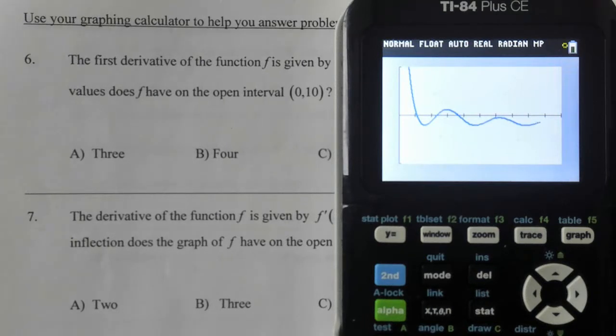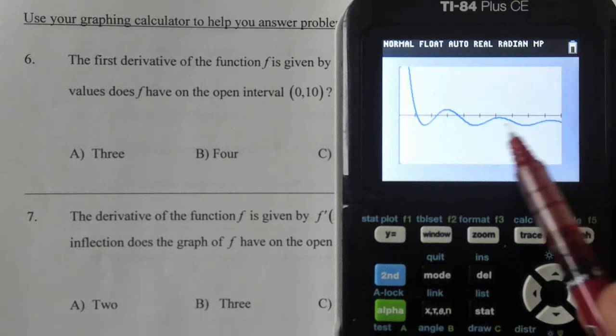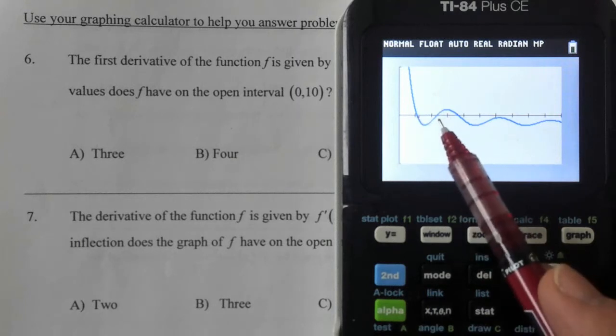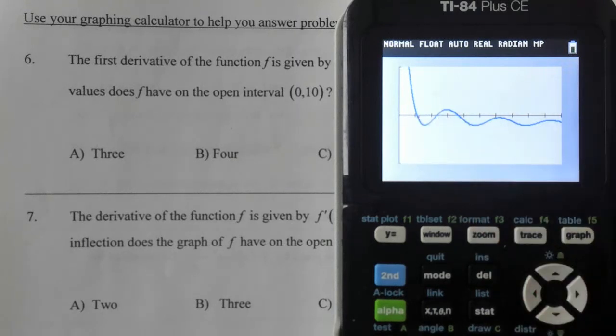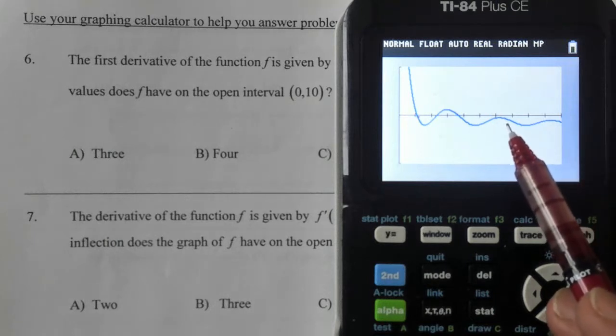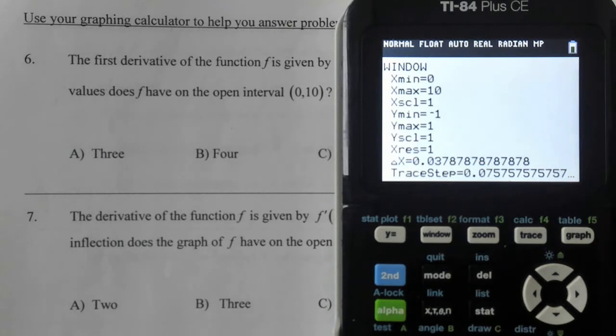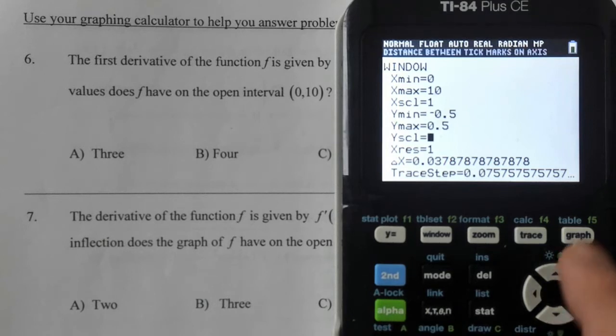Alright, and we can see, now if this is a little too hard to see, we can always zoom in more. We can see clearly 1, 2, 3 times in which this graph touches the x-axis, and therefore 3 critical points. Now, again, if you can't see if that's close or not, we can always go back to the window, and we can make this something more like negative 0.5 and 0.5, or even negative 0.1 and 0.1.